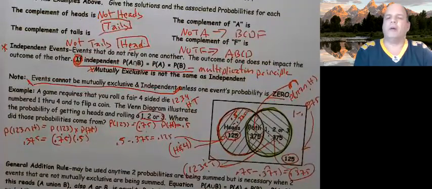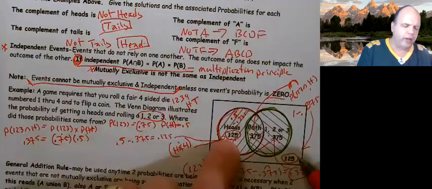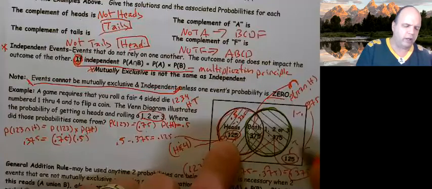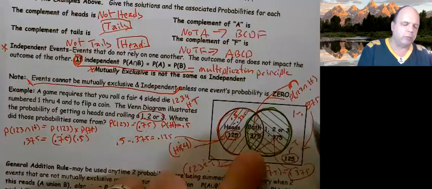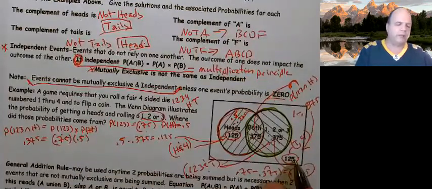Okay, so that probability right there is 0.125. Well, if this is heads, that can't be heads, so this must be tails. If this is 1, 2, 3, this number can't be 1, 2, 3, so it must be 4. So that's the probability of getting a tails and a 4. Okay? All right, so we're going to come back to that in just a moment.